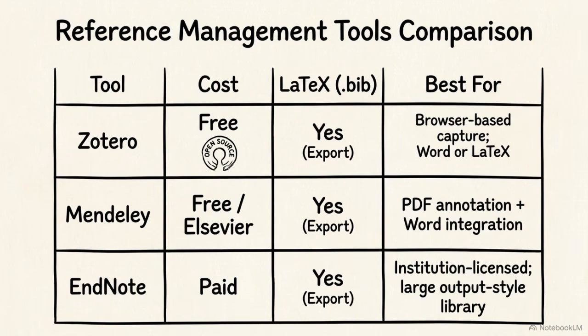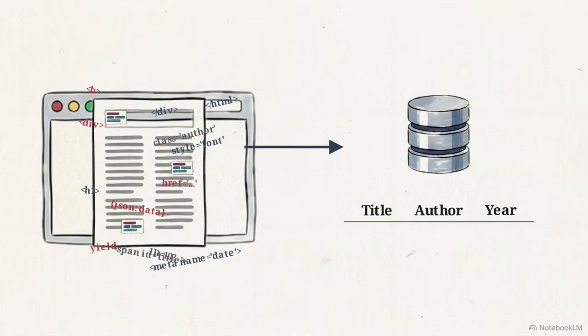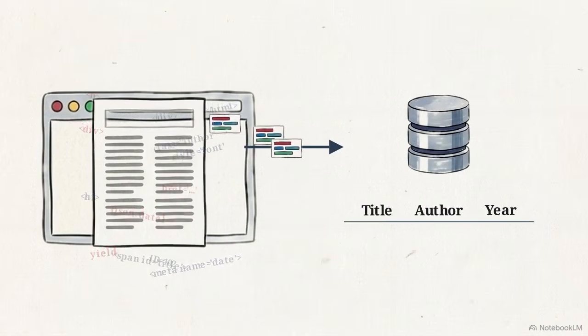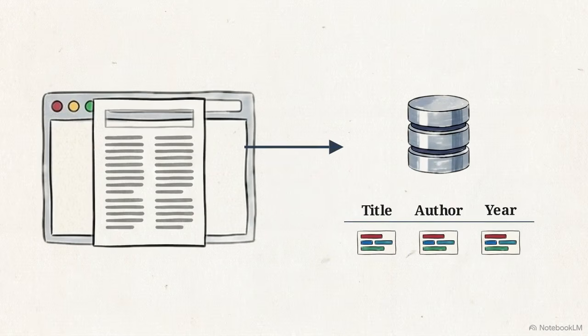Zotero is an open-source tool that is completely free to use. Mendeley is owned by Elsevier and offers robust PDF annotation features for free. EndNote is a commercial product, known for its extensive library of specific journal styles. While their pricing and owners differ, all three tools perform the same core task. They turn raw web data into a standardized bibliographic database.